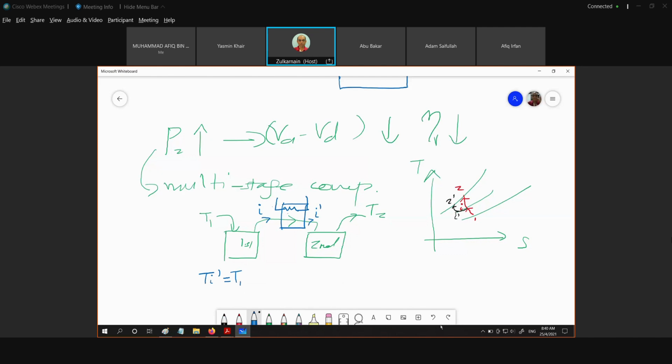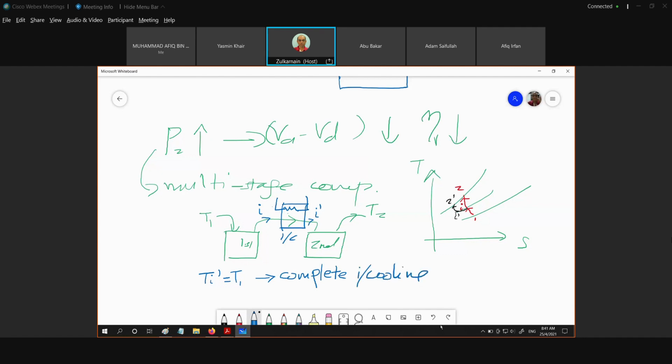Ini apa kita rujuk ya? Apa nama ni? Yes, this is called as complete intercooling. Intercooler tu nama bendanya. This is called as intercooler. Tapi the process is complete intercooling.